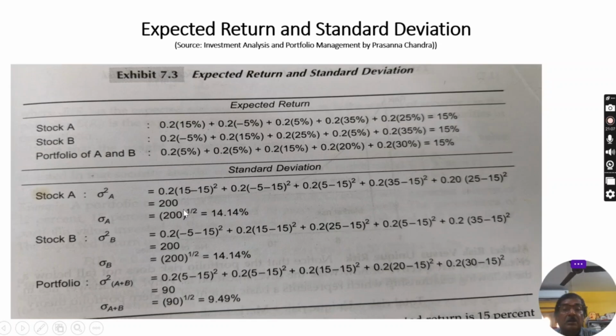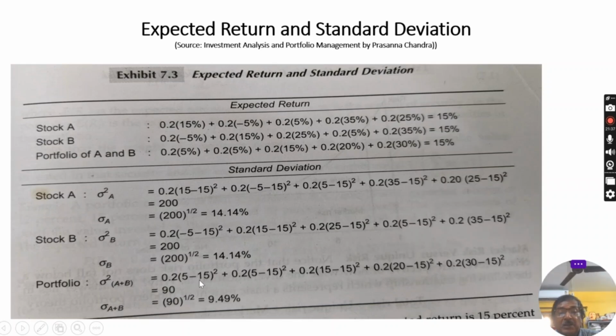In this way we have calculated the variance, and if you take the square root, the standard deviation or risk is 14.14. For stock B also, if you invest the entire money in stock B, the risk will be 14.14%.